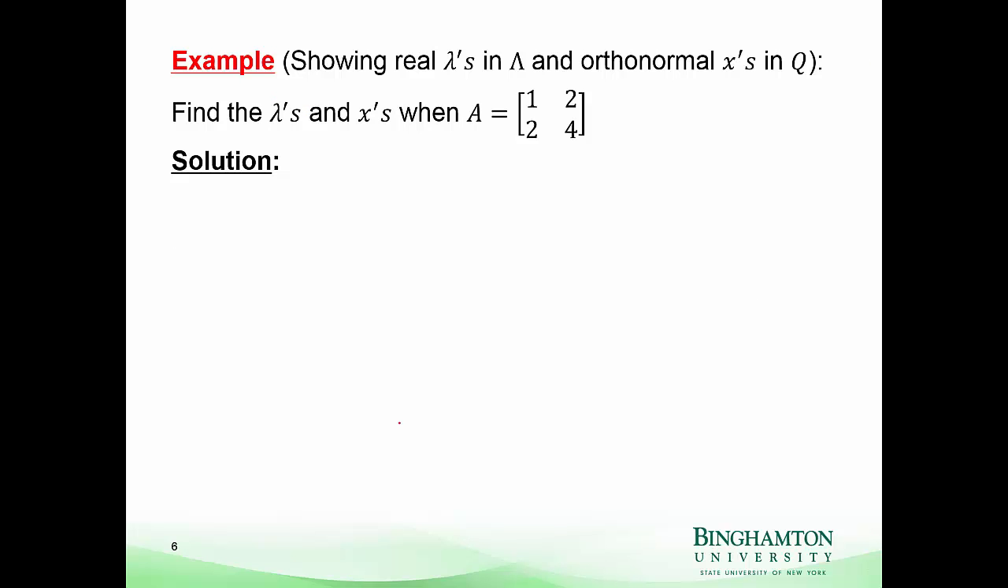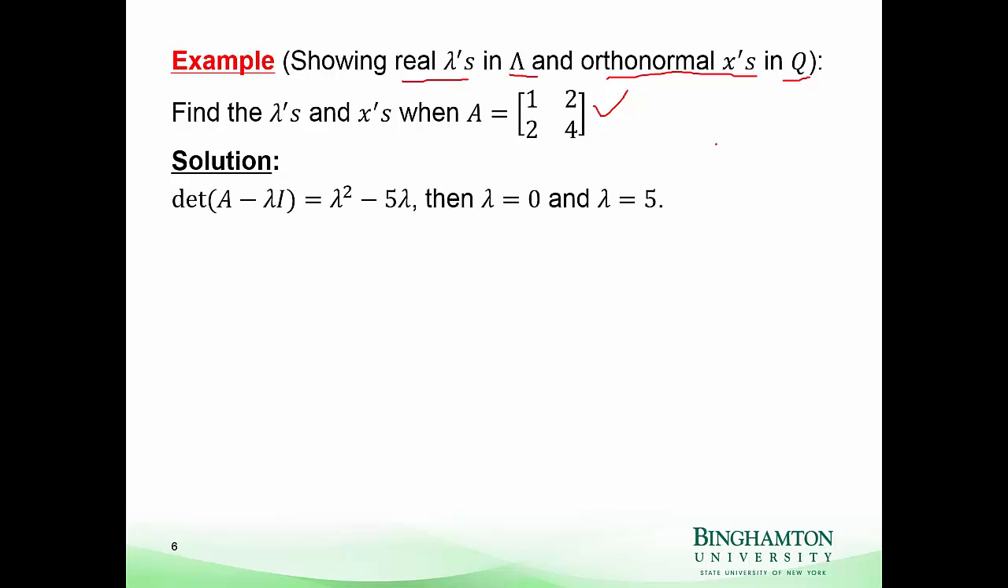So let's look at an example. This example is showing the real lambdas in the matrix lambda and also showing orthonormal eigenvectors in the Q matrix. So here's a symmetric matrix. We've got 1 and 4 down the diagonal and 2 on the off diagonals. So let's find the eigenvalues and eigenvectors. And if you want to pause, give it a shot, and then come back, by all means do that.